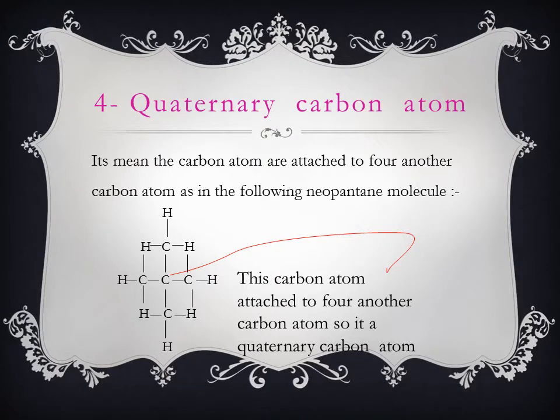Quaternary carbon atom. It means the carbon atom is attached to four other carbon atoms, as in the neopentane molecule. As you see there, this carbon atom is attached to four others, making it a quaternary carbon atom.